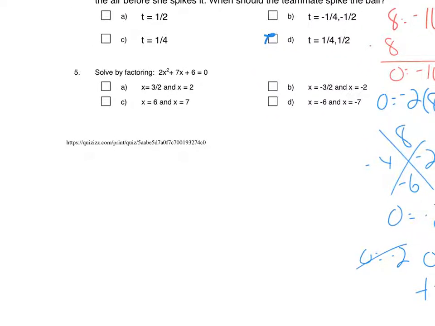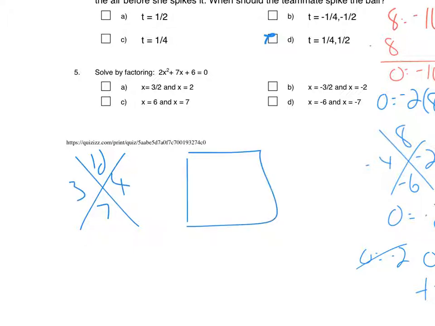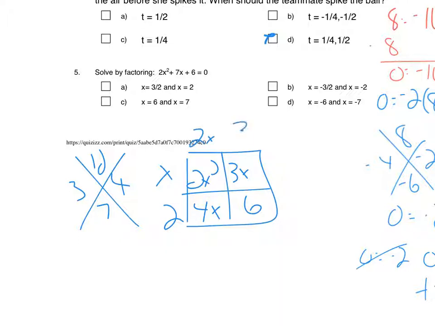All right, so solve by factoring. There is no GCF, so we're going to X-box. 2 times 6 is 12, and we get 7 there, so that becomes 3 and 4. 2x squared, 3x, 4x, and 6. So I get 2, I get x, I get 2x, and 3.